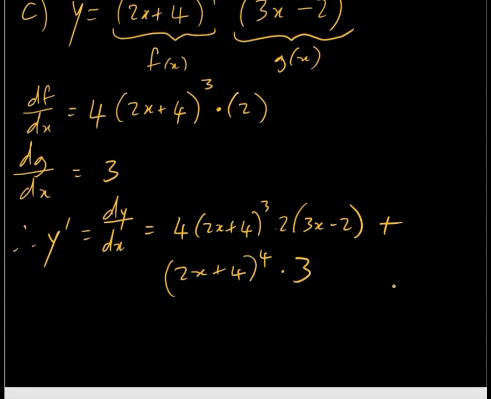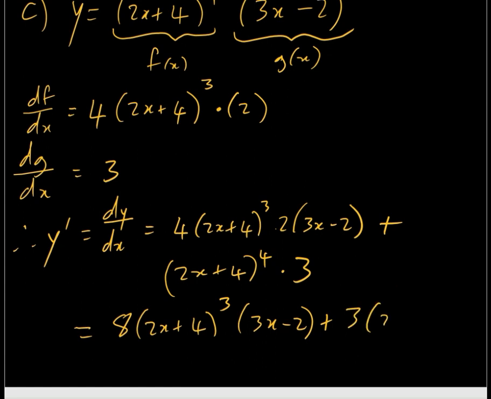So let's just try and see how nicely we can simplify this. The 4 times the 2 is an 8. So we end up with 8(2x + 4)^3(3x − 2) + 3(2x + 4)^4. And if we really want to, we can factorize further. (2x + 4) cubed is actually a common term there, so we can factor it out. So we have (2x + 4) all cubed.